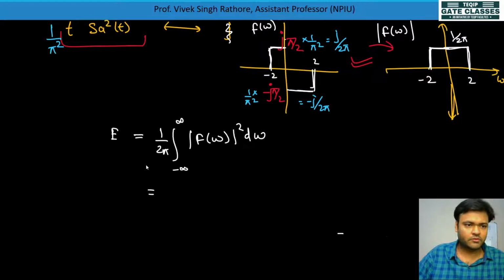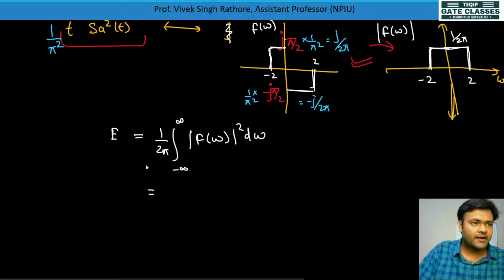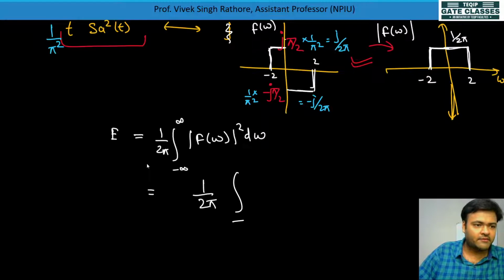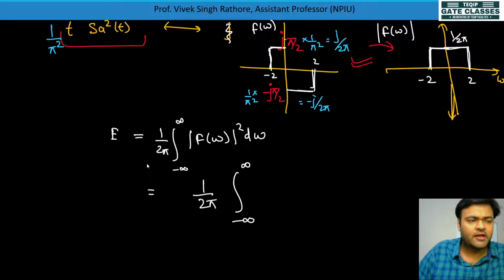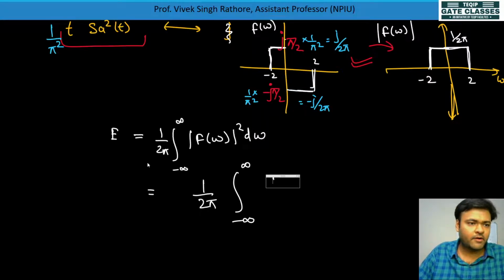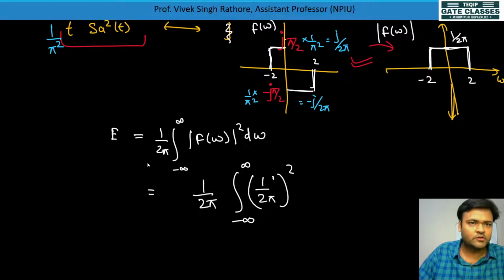Okay, so what we'll do, we'll write it as 1 by 2 pi, integral from minus infinity to infinity of mod of f of omega squared, d omega. And mod is nothing but 1 by 2 pi, so we take (1 by 2 pi) squared, and d omega, with limits minus 2 to 2.